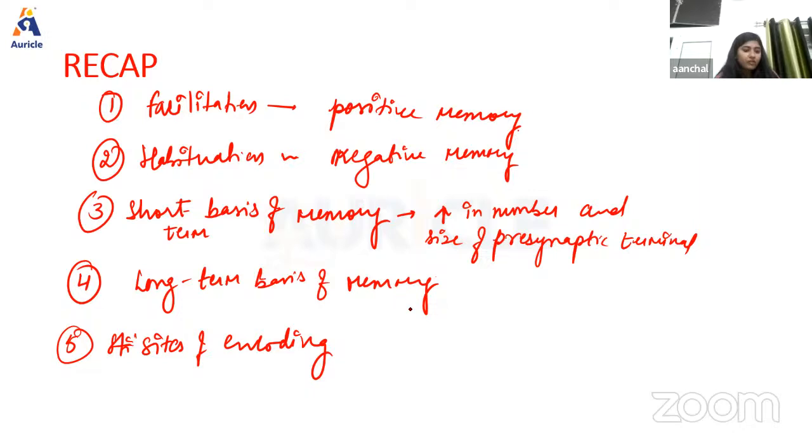Then next we have the long-term basis of memory. The mechanism of long-term memory is reinforcement of newly formed neural circuits, resulting in consolidation and encoding of memory in different areas of the brain. And also this encoding makes memory permanent for long-term memory. Okay, so this leads to the development of permanent memory.